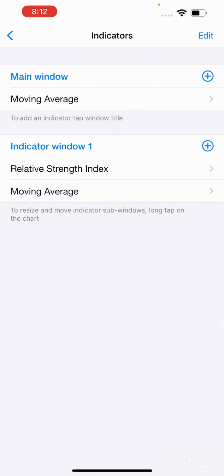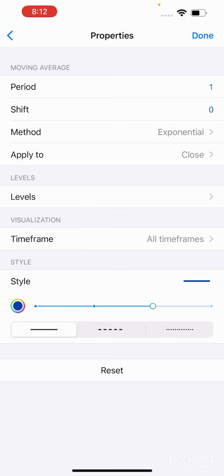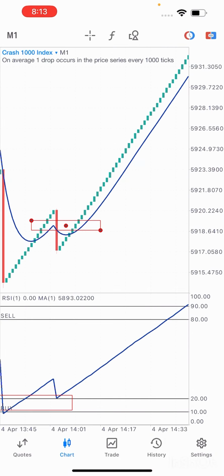And the last thing we have here is the moving average. For the moving average, period 1, shift 0, method exponential. Okay, apply to close. Levels, there are no levels. Style, you just put any color of your choice and you're done, and you have this wonderful strategy.